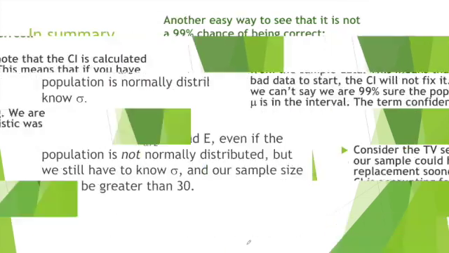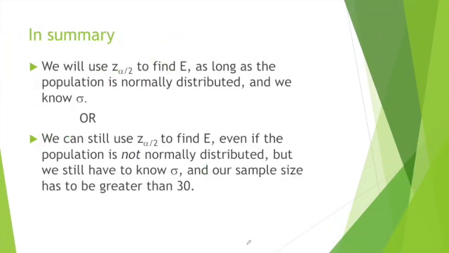So, in summary, we will use z sub alpha divided by 2 to find our error bound, as long as the population is normally distributed and we know our standard deviation. Or we can still use our z sub alpha divided by 2, otherwise known as our critical value, to find our error bound, even if the population is not normally distributed, but we know our standard deviation and our sample size n is greater than 30.